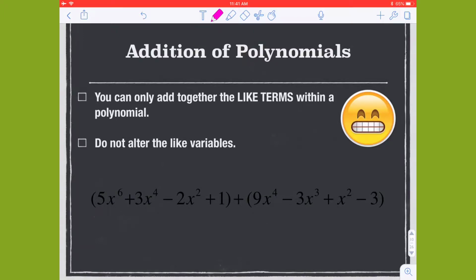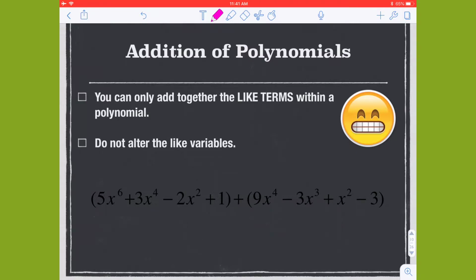Hello students, the purpose of this video is to get you acquainted with working with binary operations on polynomials. The first operation we're going to look at is addition. We can add together any polynomials that have like terms. We're not going to alter the like variables. Instead, we're only going to add the coefficients or the constants where applicable.